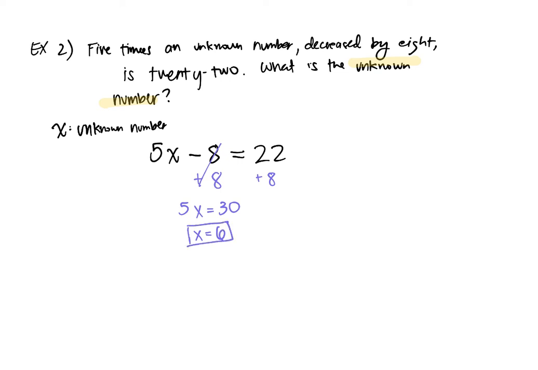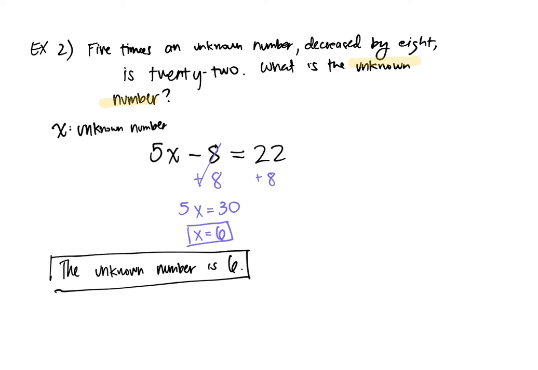And to give my final answer, we go back to the question, what is the unknown number? I can say the unknown number is 6. And of course, you can always check your work by substituting it back into the original. 5 times 6 decreased by 8 is 22. So 5 times 6 is 30. Minus 8 is 22, and that's correct.